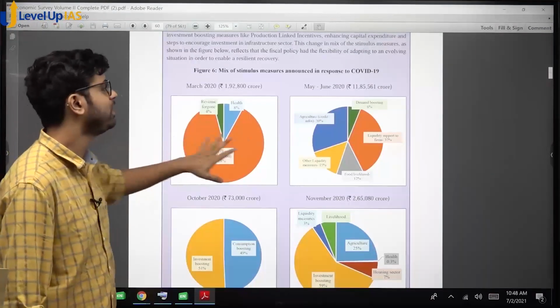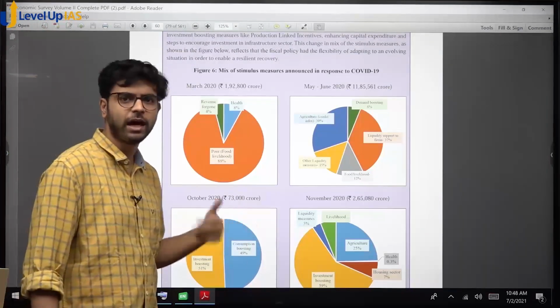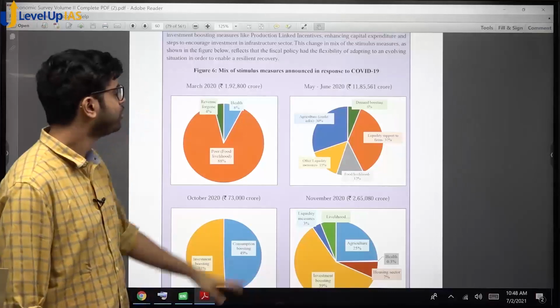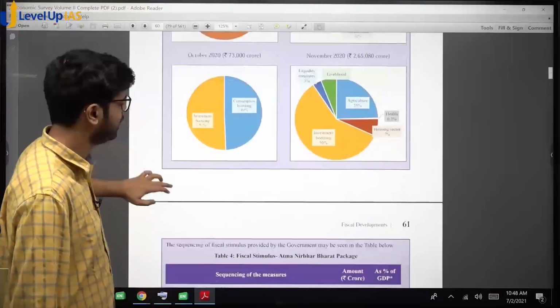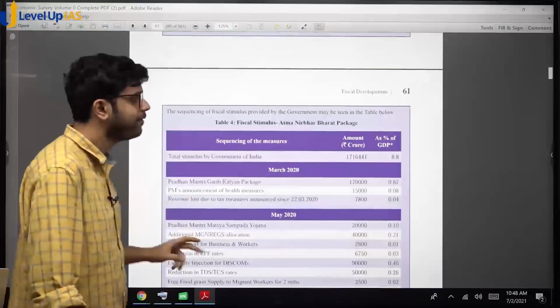See, these are the stimulus measures. Fiscal stimulus, we tell na, how to provide fiscal stimulus. So agriculture ko itna diya, demand boosting, liquidity support, livelihood, all of this is given in the survey. It is a very interesting document. You have to read next year's survey.